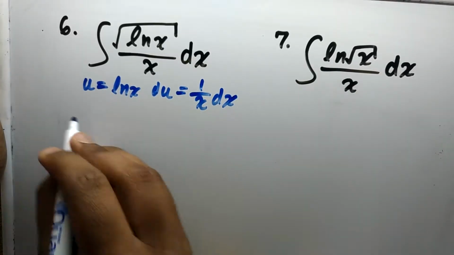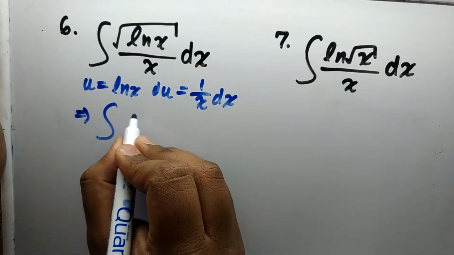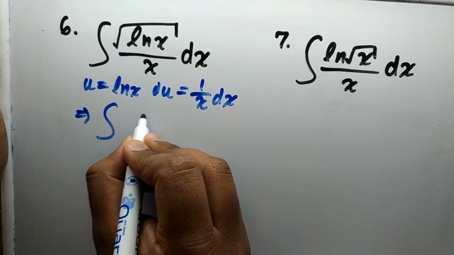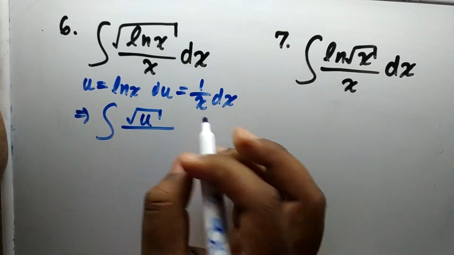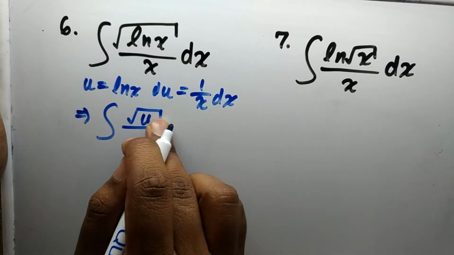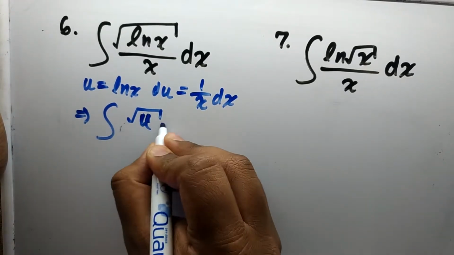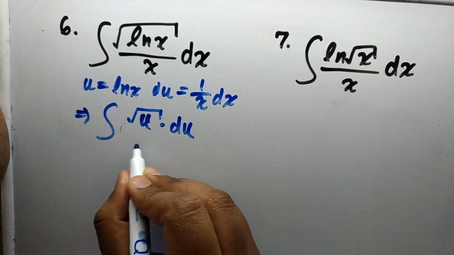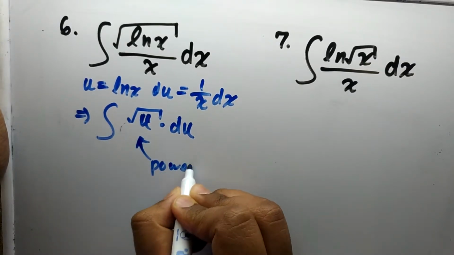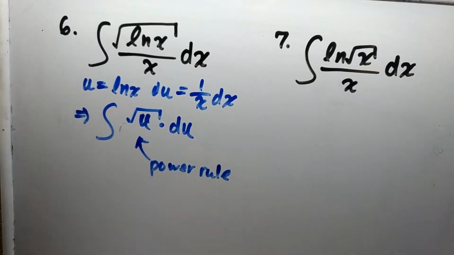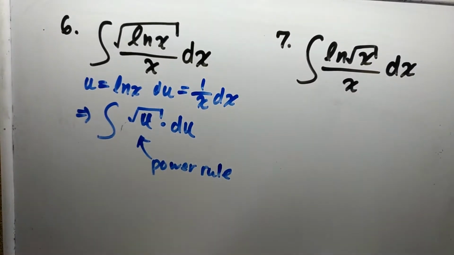And when you plug it back into your integral, you actually don't have to do much. It's just square root of u, and it's not even over anything actually. It's just multiplied by du, and from here you can just use the power rule. I'm not going to do it. It should be pretty self-explanatory from this point on.